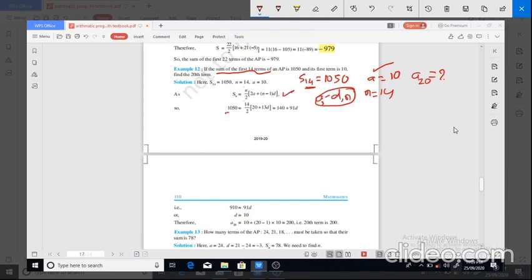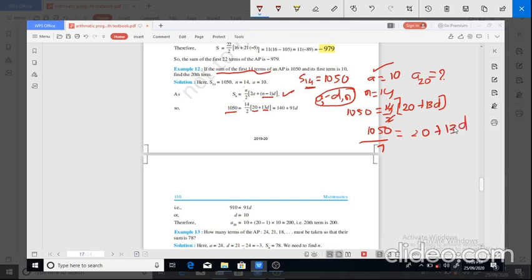S14 is 1050, the N value is 14, the A value is 10. So 10 into 2 is 20. N is 14, so 14 minus 1 is 13. 13 into D is 13D. So 1050 is equal to 14 by 2 into 2A plus 13D. 7 into 150, so 1050 divided by 7 comes here, which is 150, equal to 20 plus 13D.